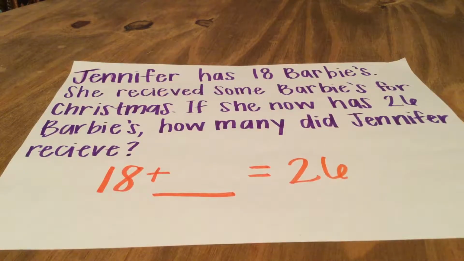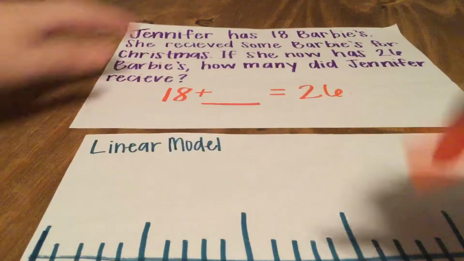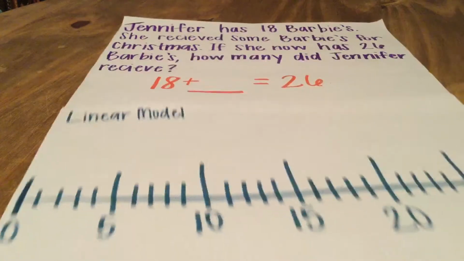And today, our word problem is actually a join problem because we are trying to find the change amount of Barbies that Jennifer received for Christmas. So first, we have our start amount, which is 18. Then we're going to try to find our mystery amount to get 26. So we are going to be using a linear model to represent how many Barbies she received for Christmas.